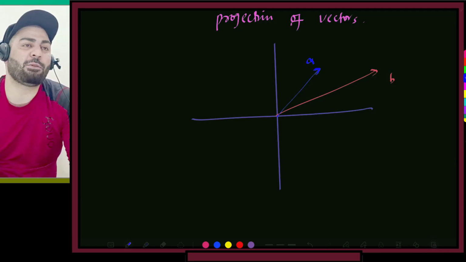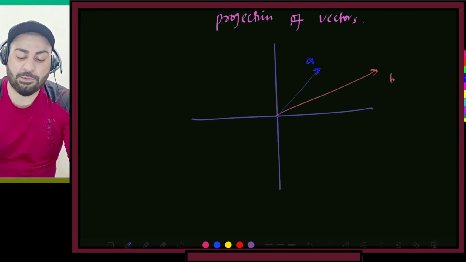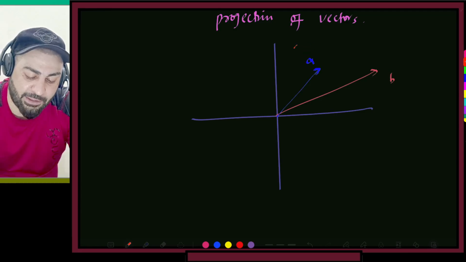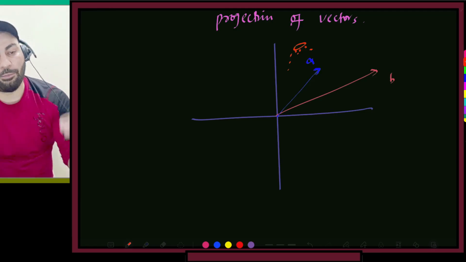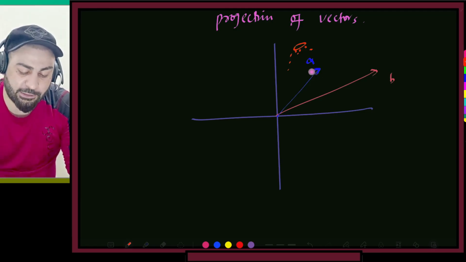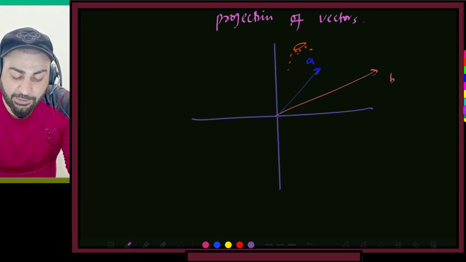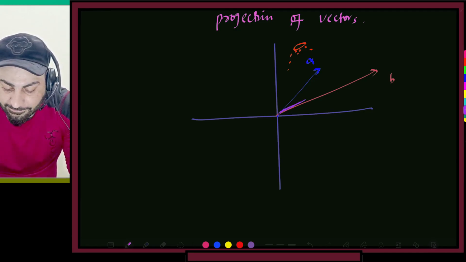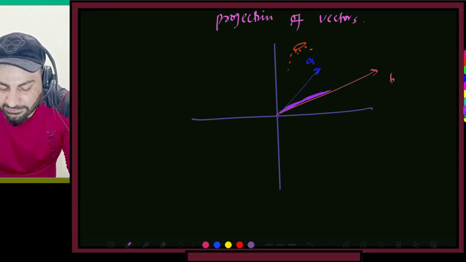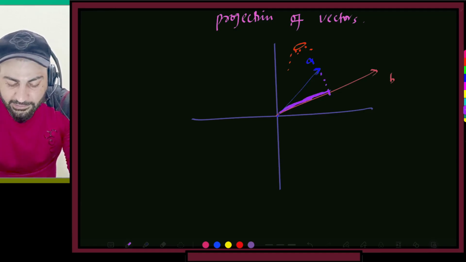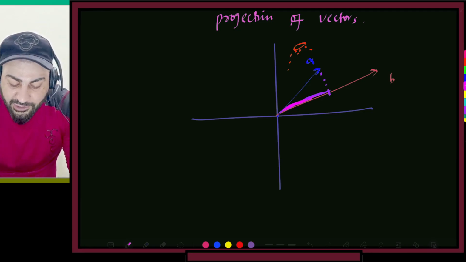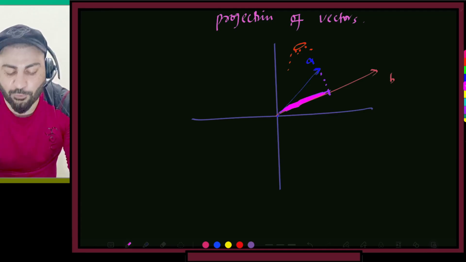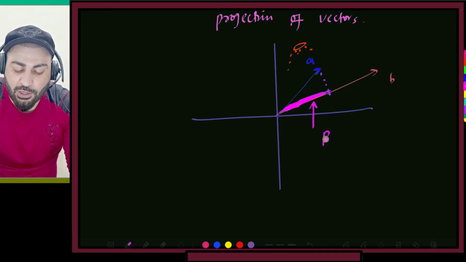What I want to see is the projection. Projection basically means some sort of shadow. What if I keep a torch in my hand and throw light at a perpendicular angle onto this vector A? The shadow will make a vector like this. I'll draw this shadow in a pinkish color. This shadow is called the projection of A onto B.